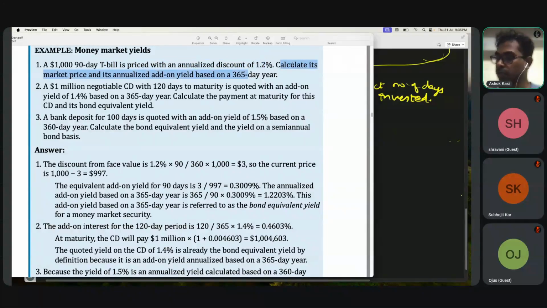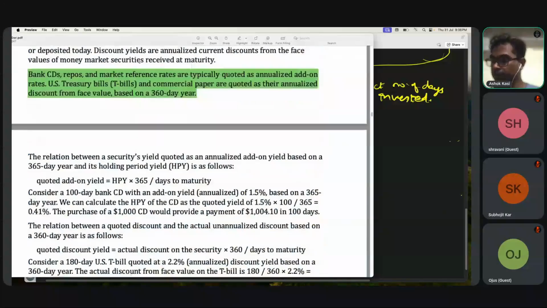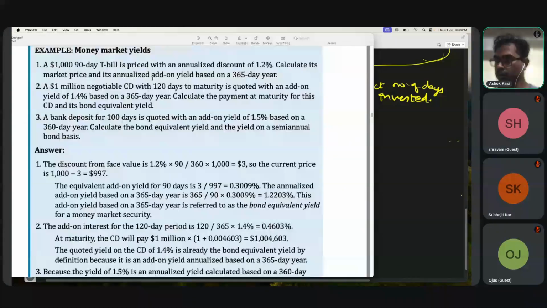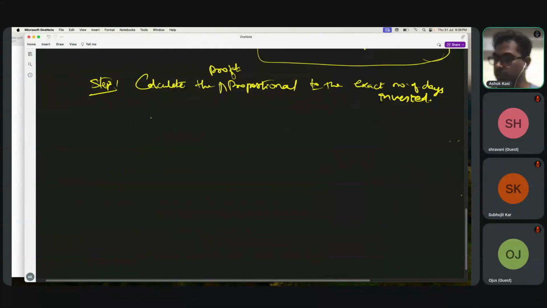Whatever they want us to calculate, we will calculate later. First, we will calculate profit, present value, and future value. Holding period yield we will calculate by default. So you should know the characteristics of T bill: 360 days, no? Just some time back we saw here. 360 days. So in 360 days, it is 1.2 percentage.